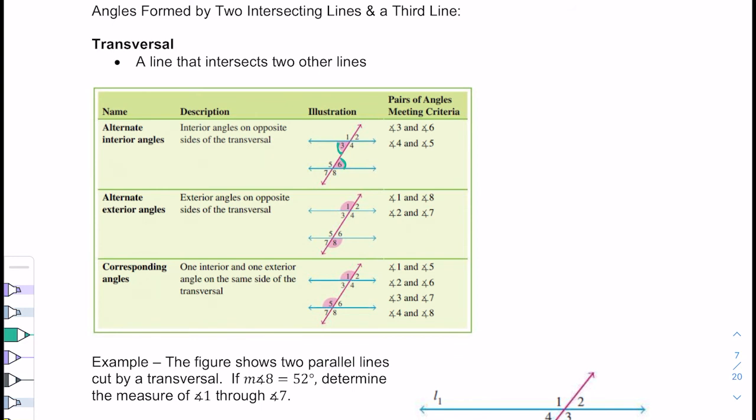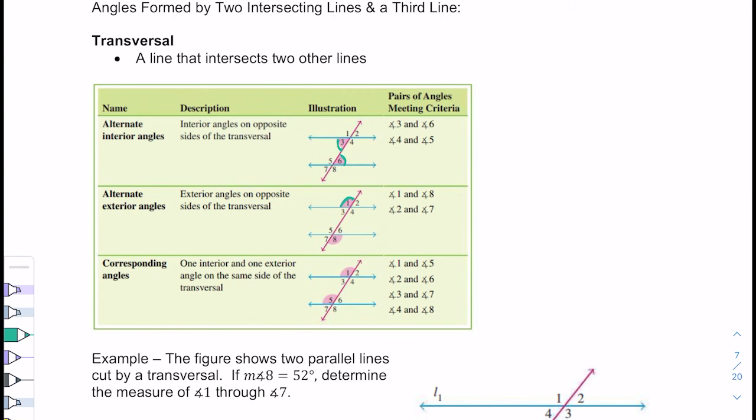If we're looking at alternate exterior, now we're looking at the outside angles, 1 and 2, 7 and 8. So again, we're going to alternate, we're going to jump over. So angle 1 and angle 8 are alternate exterior, and angle 2 and angle 7 are alternate exterior.